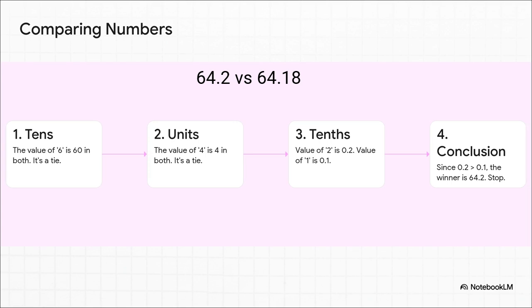Okay, the units position, that's a tie. The value of the 4 is 4 in both numbers. But then we move to the tenths position. In 4.2, the value of that 2 is 0.2. In 4.18, the value of the 1 is 0.1. And we stop right there. Since 0.2 is greater than 0.1, that means 4.2 is the bigger number. The 8 way over in the hundredths place literally doesn't matter. This method just works every single time.